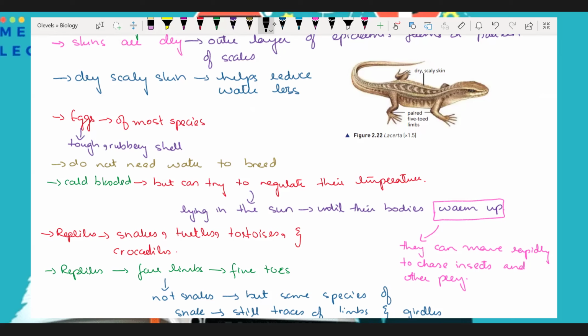That is when these lizards stay for a while in the sun to get their bodies warm, and after their bodies have warmed up, they can move rapidly and chase insects and other prey. Also, reptiles include snakes, turtles, tortoises, and crocodiles. All these animals come under the category of reptiles.